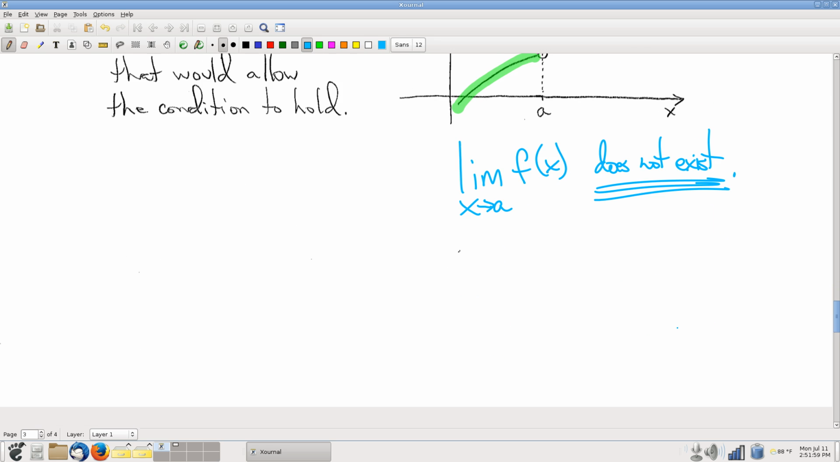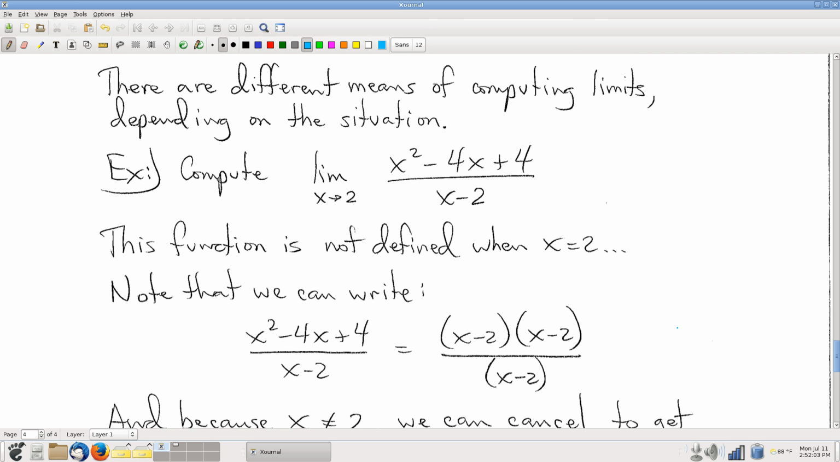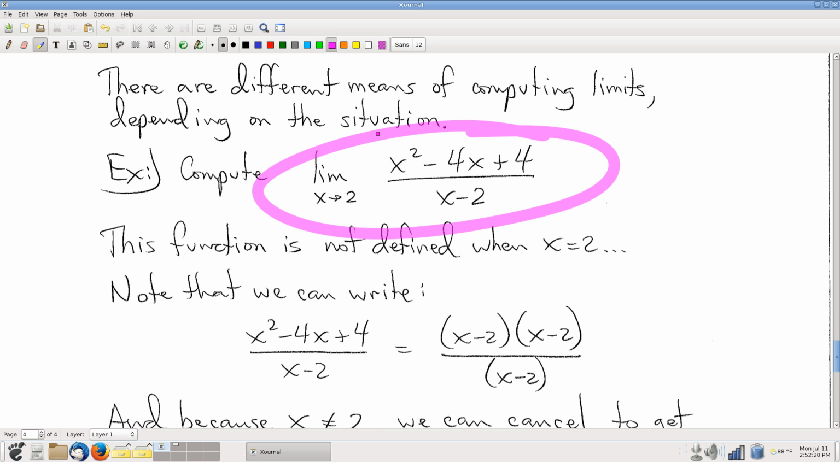Right. Now, how do we compute these things? Well, there's a lot of different methods that apply in different situations. I'm just going to show one method that applies in this one particular situation, and there's too much to be said to fit in this short video to do more. So let's compute this limit here. I'm considering the limit as x approaches 2.